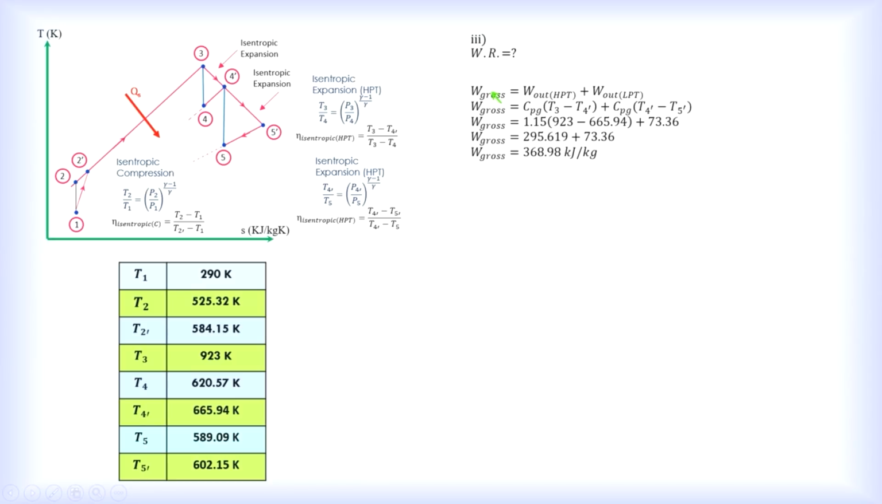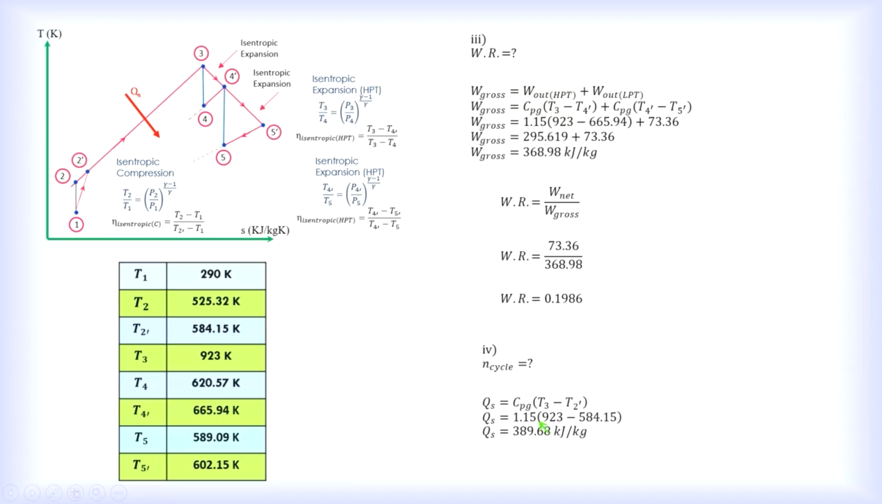Now for gross work, as I have explained, please add up both the low pressure turbine work and the high pressure turbine work. So you get a gross work of expansion. This will be CPG (T3 minus T4 prime) plus CPG (T4 prime minus T5 prime). So this will be your gross work. Your work ratio is net work over gross work, and you get a work ratio of 0.1986.